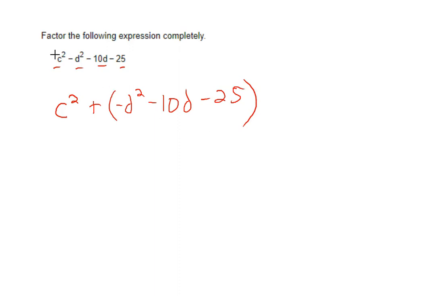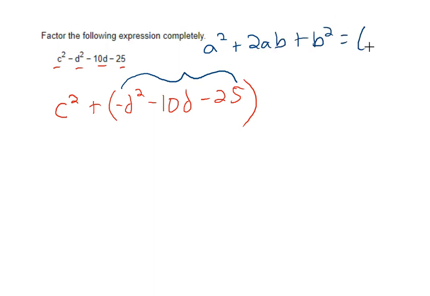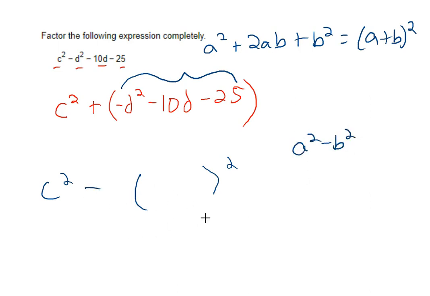Now you might say, why would you even think to do something like that? Because I recognize that this is going to fit the formula that we saw at the very beginning, which is a squared plus 2ab plus b squared. And I know that will factor as a square. It's going to factor as a plus b to the second power. And if I can get this to factor as a square, and this is a square, then I can factor that further using the a squared minus b squared formula.